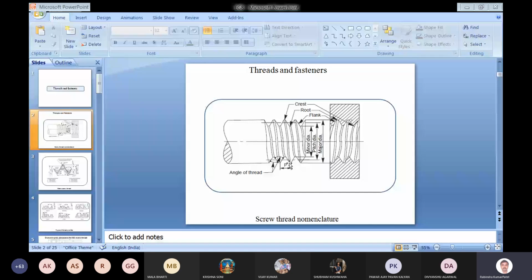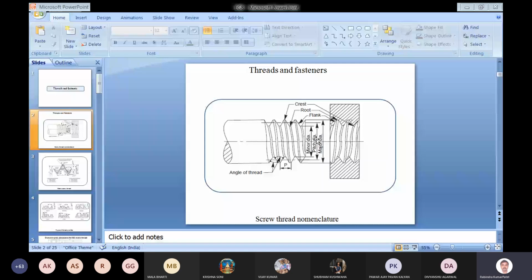Root, crest, flank. Flank is this inclined face which is there, and there is the angle of thread, which is shown here. The angle between two flanks, we call it the angle of thread. So these are a few things related to the thread, which should be known to us.